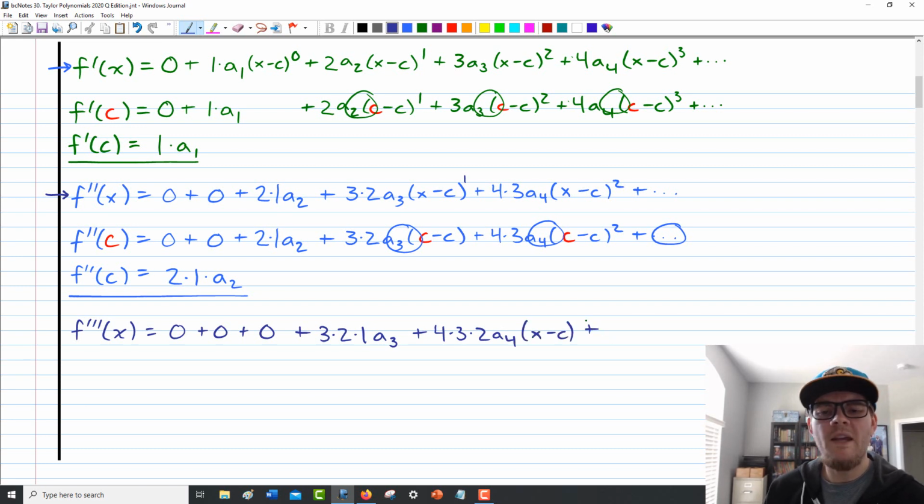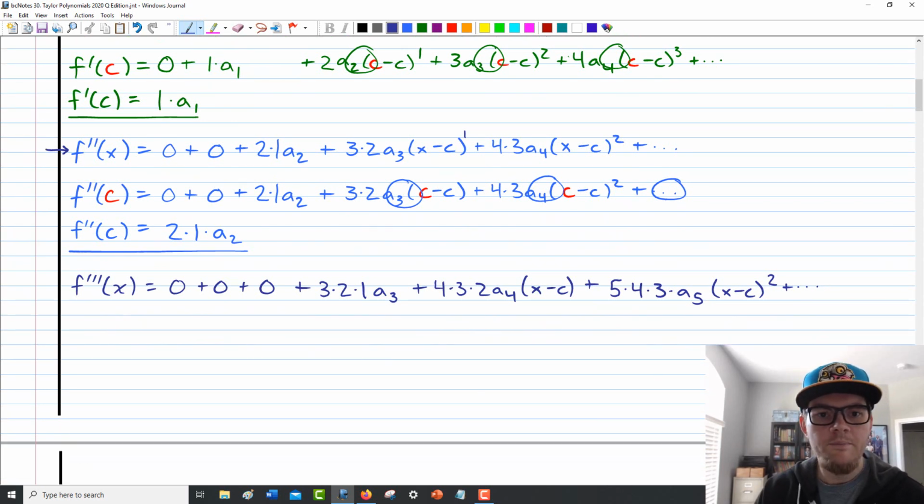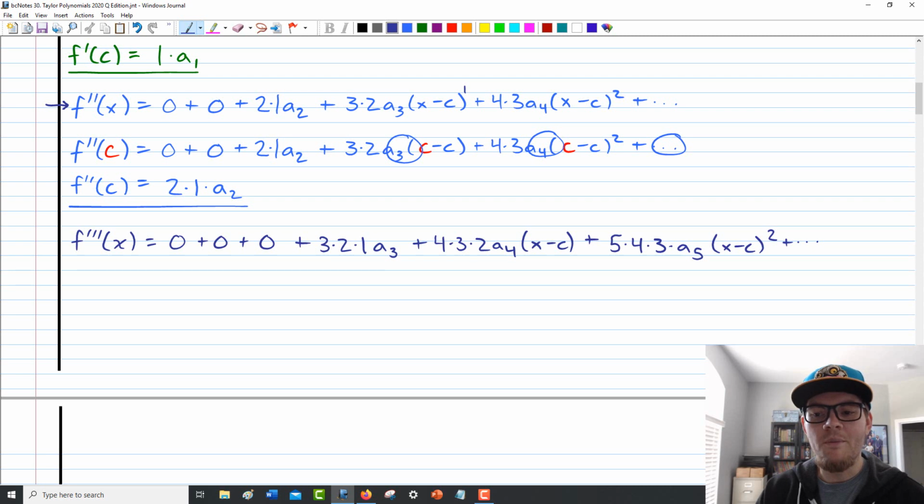And for the sake of filling in space, we might as well put it in here too. If we went to one more term, we'd have 5 times 4 times 3 times a sub 5 times x minus c squared. And again, I'm probably going to run out of space because I think my head's right there, but it is what it is. Ha, I've got room now.